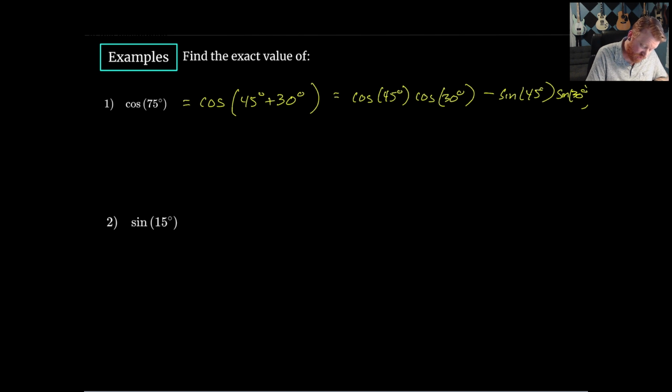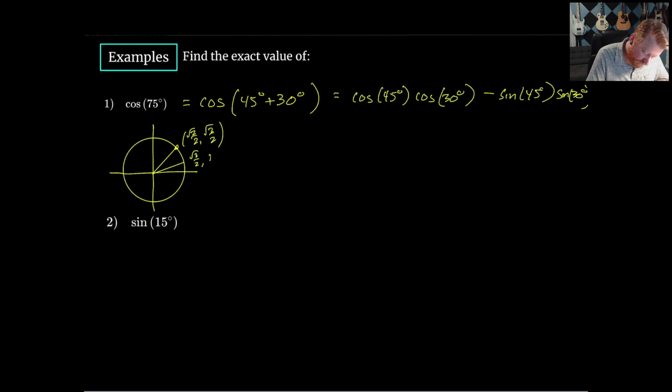So now I'm just thinking, all right, what are these different values here? If I can't remember, I'll just go graph them quickly on a unit circle. I'm looking for cosine of 45 degrees. I'm going to need the sine as well, but 45 degrees is going to be at square root of 2 over 2, square root of 2 over 2 on our unit circle, and 30 degrees, we just found this one before as well, is going to be at square root of 3 over 2, and then 1/2. So we can just use these values and plug them in.